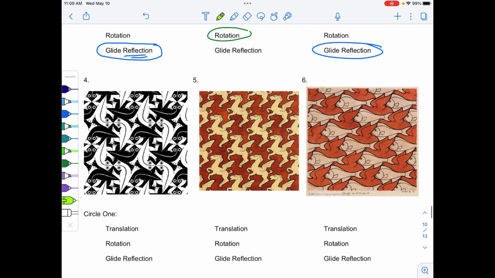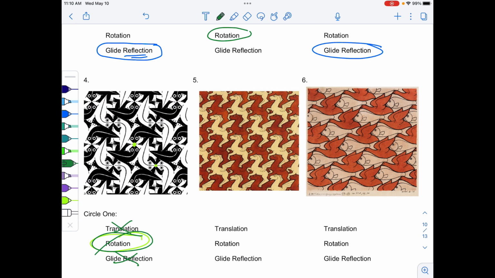Next one, I got some lizards up in here. They're all facing different directions, so I can tell you right now, this is not a glide reflection, this is not a translation. If it was a translation, everything would be facing the same direction. So as I look at this, this is very similar to the fish one earlier. I have these two black lizards that are nose to nose. The white ones are nose to nose, and it looks like they're just spinning around in circles. So this is a rotation.